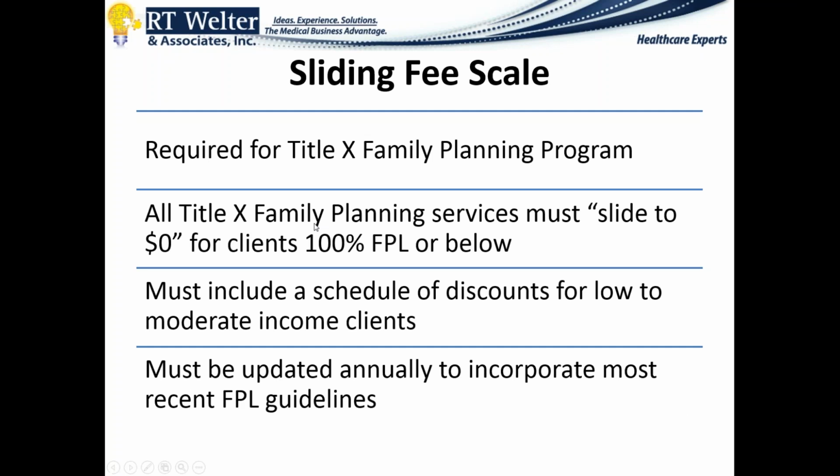Sliding fee scale is required for Title X family planning. You guys know that. All Title X family planning services must slide to 0 for clients at 100% of the federal poverty level or below. This is a requirement. So keep this in mind when you are developing the fee schedule. Must include a schedule of discounts for low to moderate income clients, and that's going to go back to your brackets. And it must be updated annually to incorporate the most recent federal poverty level guidelines. So these change annually, and you'll want to make sure that your sliding fee scale reflects those changes.